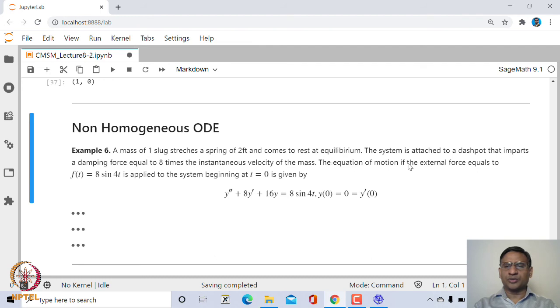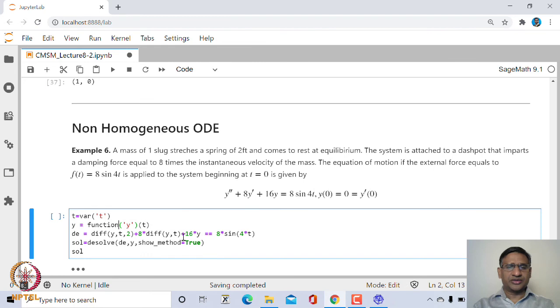The equation of motion, if an external force equal to 8 times 4 sin t is applied, so that is the force on the right hand side applied to the system starting at t equal to 0, is governed by this particular differential equation. And if you try to solve this, the solution is exactly similar.